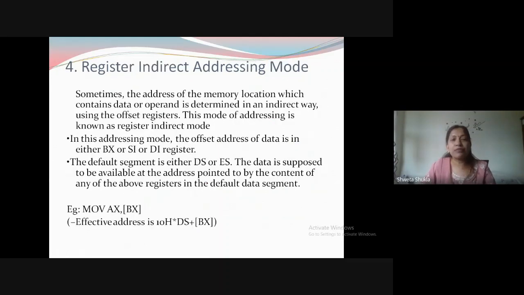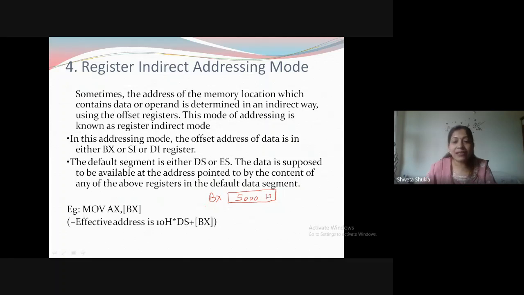Here comes the register indirect addressing mode. You have to learn this very carefully. In this case also, you are transferring the data from one register to another register, but now the data or the offset address that you are sending should not be in a direct mode. That means you are not sending it directly, you will send it in an indirect mode. For example, suppose it is written MOV AX, [BX]. Now BX is a register which contains some value, let us suppose 5000.